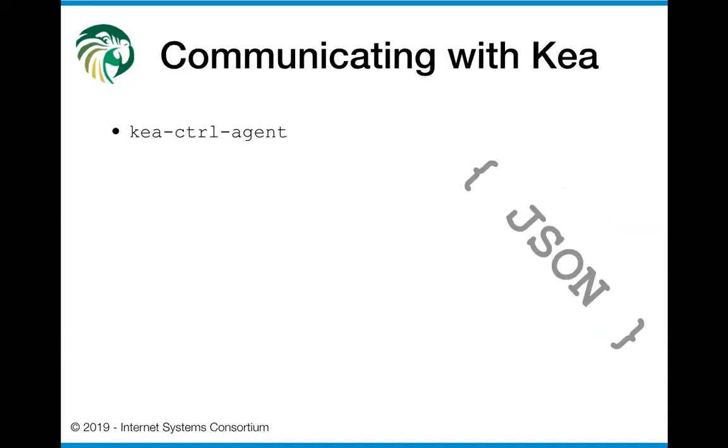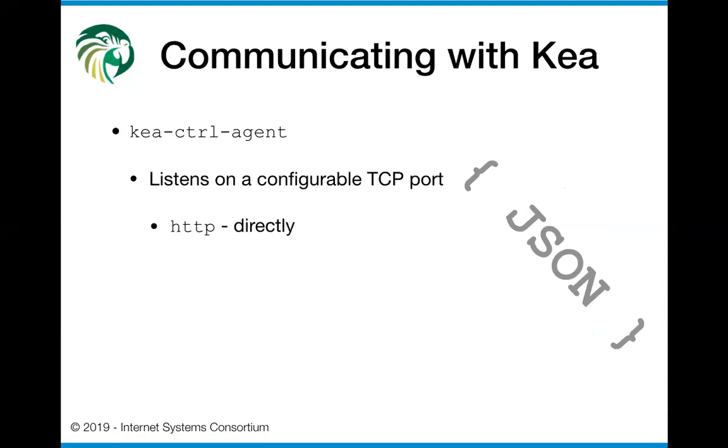So the Kea control agent is the mechanism that you actually use to communicate with the Kea servers. It listens on a configurable TCP port. That is for basically a web-based or JSON-based management. HTTP, it can do directly. HTTPS is available through a reverse proxy setup. And if you have looked in the Kea Administrator's Guide, you will see that Nginx configuration is documented, so you can go in and have all of this encrypted if necessary.